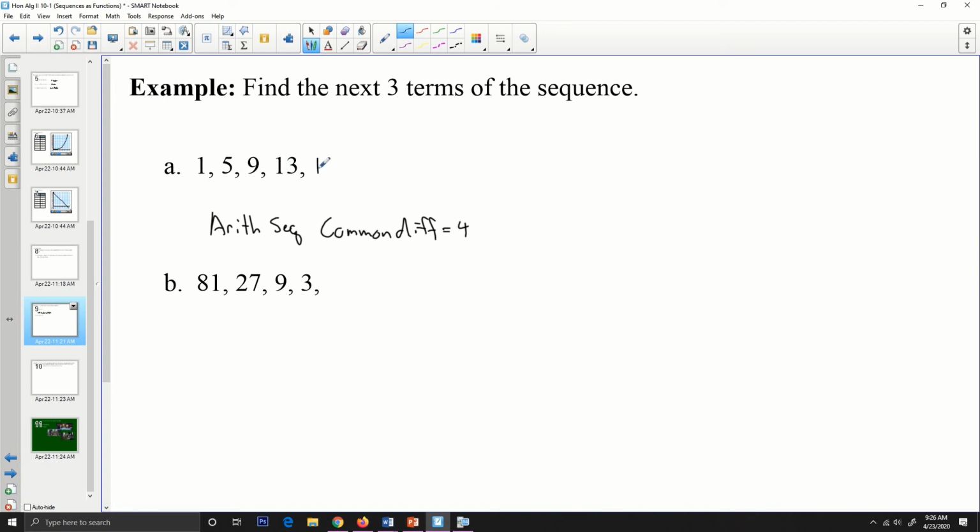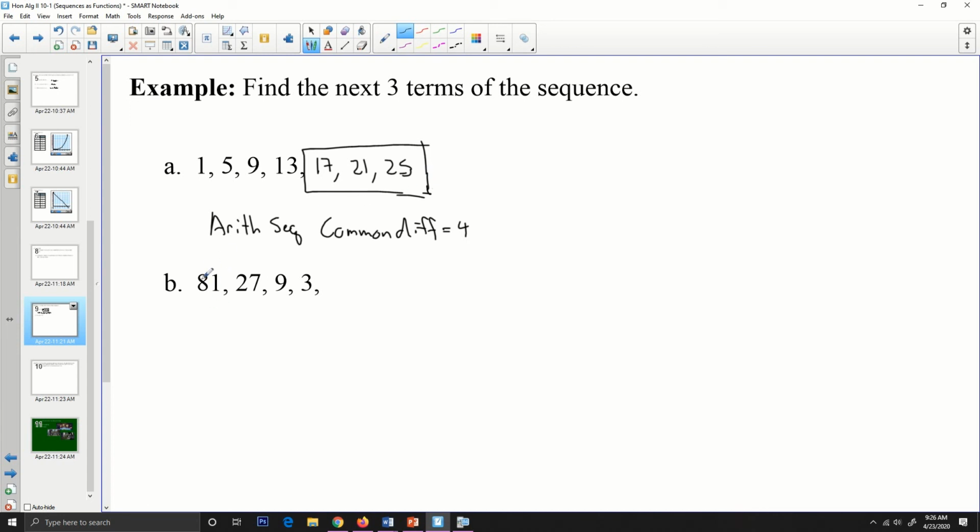13 plus 4 would be 17, 17 plus 4 is 21, 21 plus 4 is 25. And that's 3 terms, so that is my answer. I didn't need that last little comma there. I should have just left it alone. That made it worse. Let's move on.